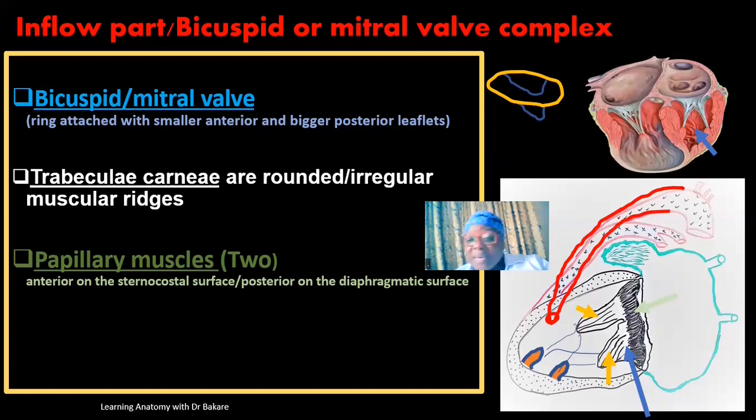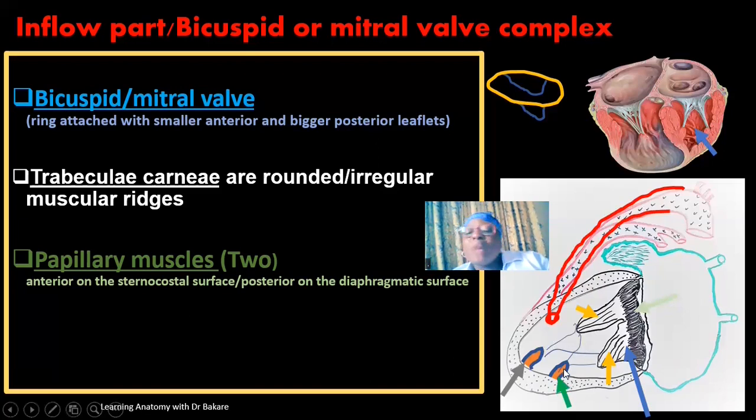So we have two papillary muscles. We have the anterior papillary muscle and we have the posterior papillary muscle. Unlike in the right ventricle where we have three: the anterior, the posterior, and the septal papillary muscle. But in the left ventricle, we have just two. So this is the anterior papillary muscle that is seen in the sternocostal surface. You can see the alignment of the anterior papillary muscle with the sternocostal surface, which is the anterior surface of the heart. And we have the second papillary muscle that is called the posterior papillary muscle.